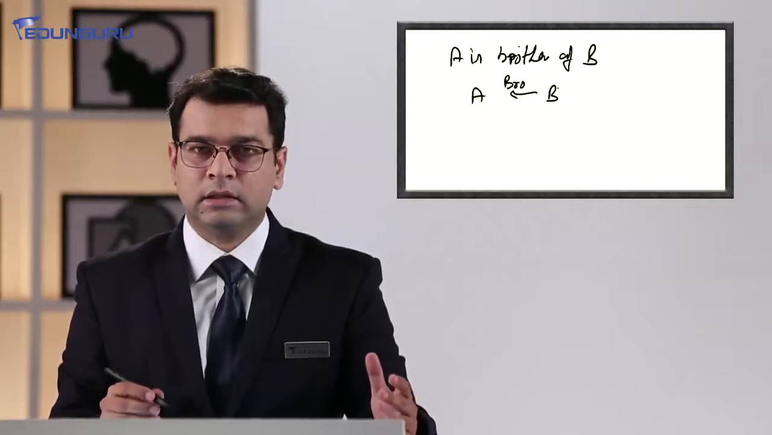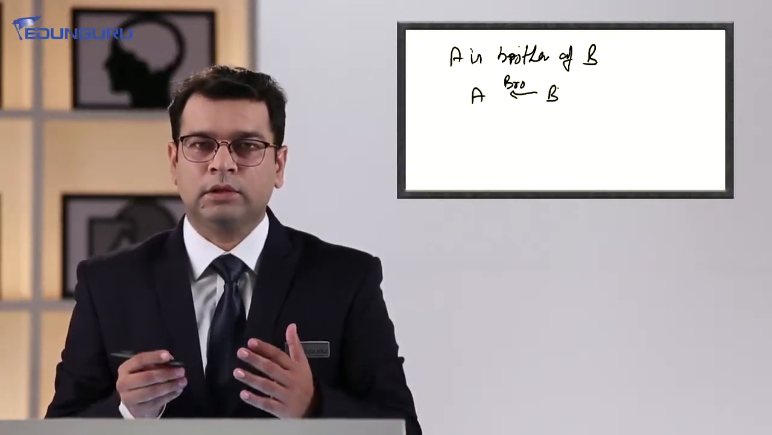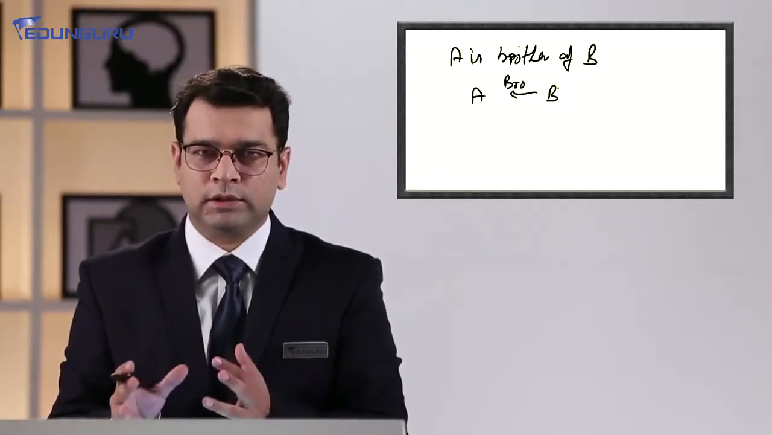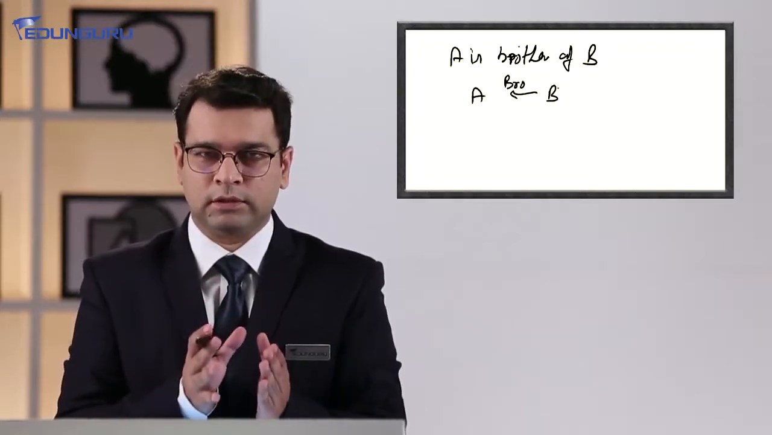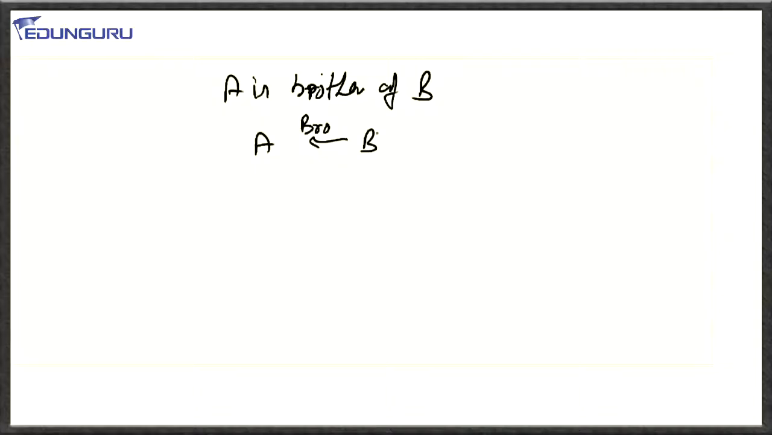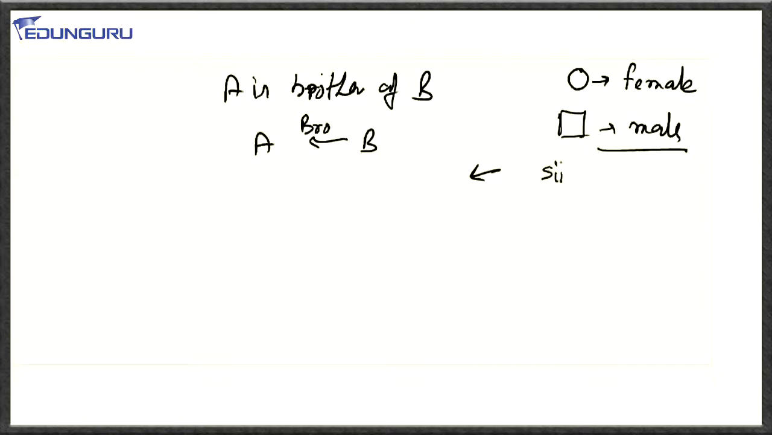Because it takes a lot of time, when there are many relations given, you will consume much time according to this. So, always make some notations based on this. For example, you can make different notation for male and female, like I can say circle is for female, square is for male. Single arrow can represent siblings, double arrow can represent spouse.